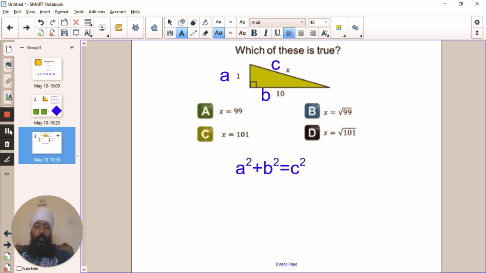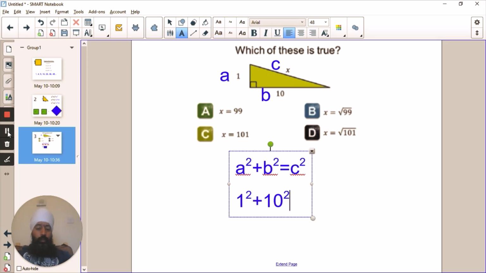If you recall, the theorem that Pythagoras created was a squared plus b squared equals c squared. So my next step would be to put in the values. A is equal to 1, B is equal to 10, and the longest side, the one that we're trying to work out, is equal to x. At this stage, we use our knowledge of what square numbers are. A square number is a number multiplied by itself. So 1 squared is 1.